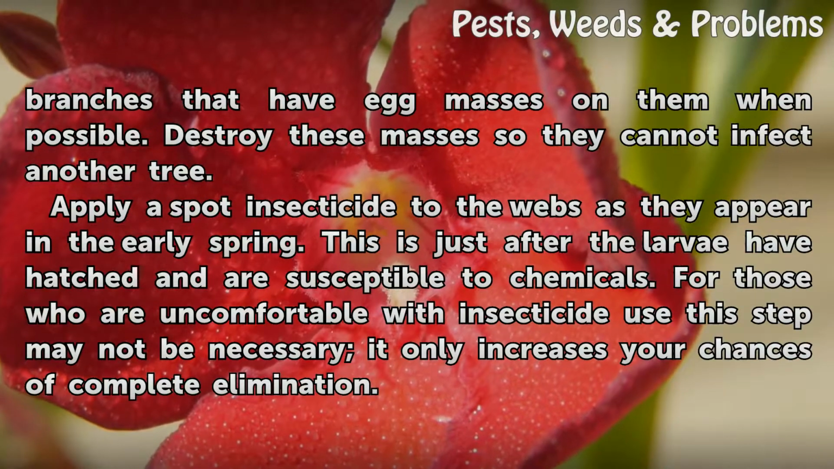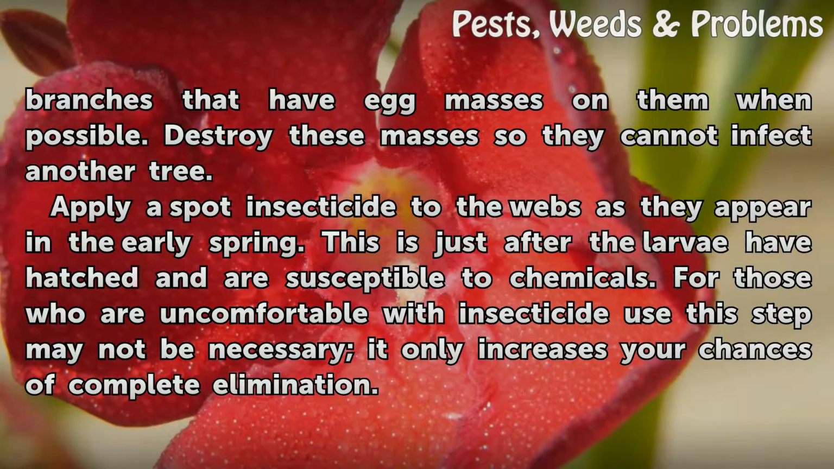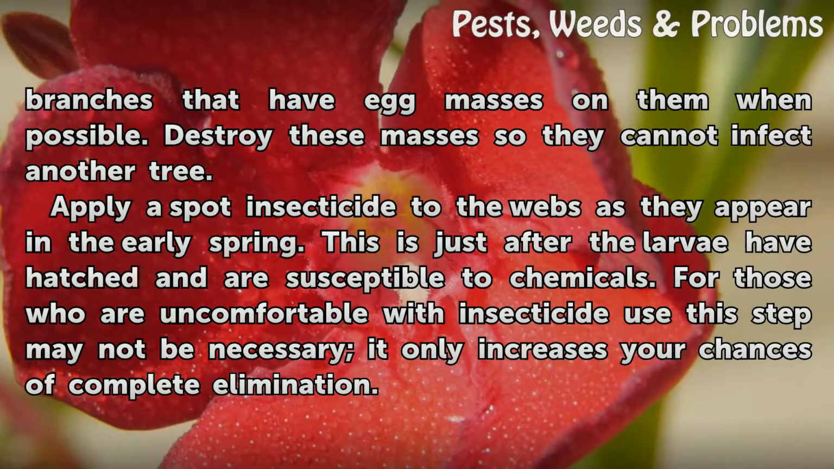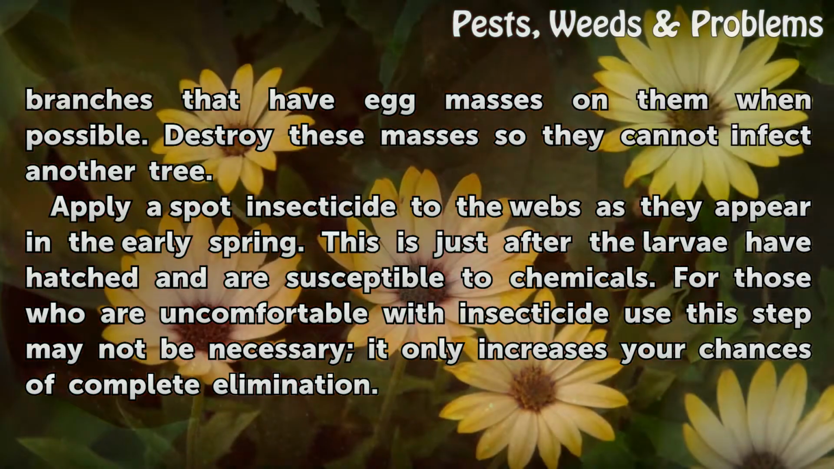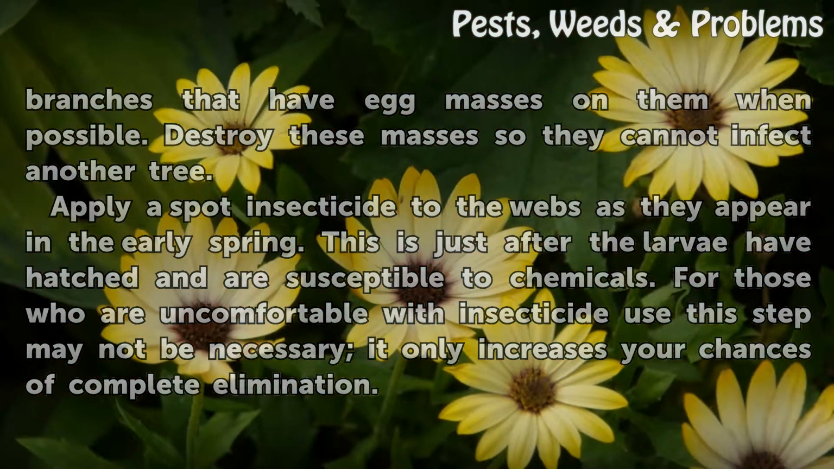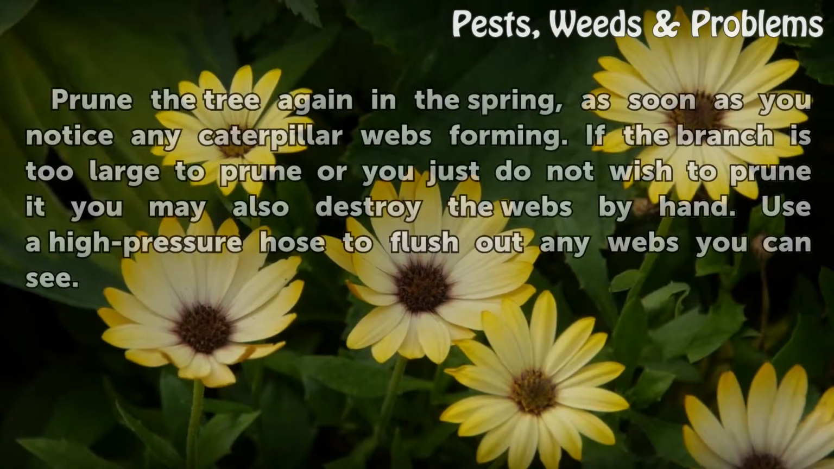Apply a spot insecticide to the webs as they appear in the early spring. This is just after the larvae have hatched and are susceptible to chemicals. For those who are uncomfortable with insecticide use, this step may not be necessary. It only increases your chances of complete elimination.